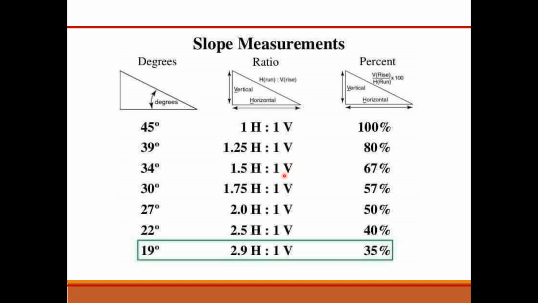So, for example, I am taking this third value, 1.5H to 1V. What does it mean? If we move in the horizontal direction 1.5 units, the vertical change will be 1 unit. If you take the ratio of vertical to horizontal, 1 divided by 1.5 and multiplied by 100, you get the percentage, and in our case it will be 67%. You can also find the slope angle by taking the tan formula. Theta will be equal to tan inverse of vertical over horizontal.